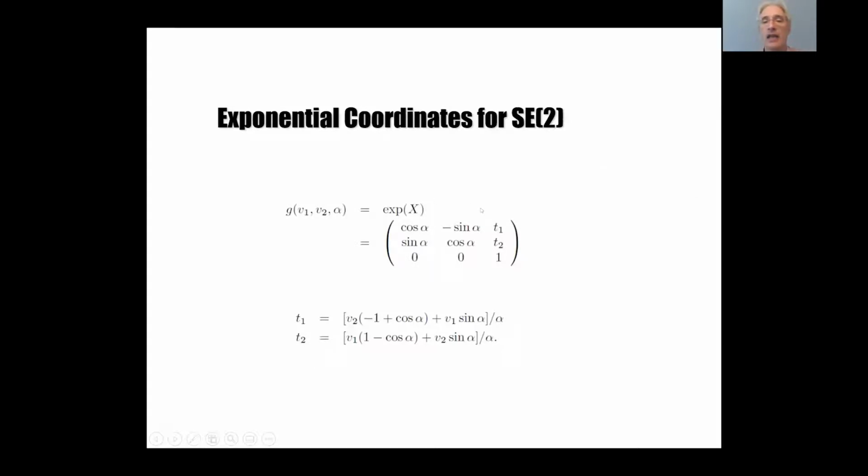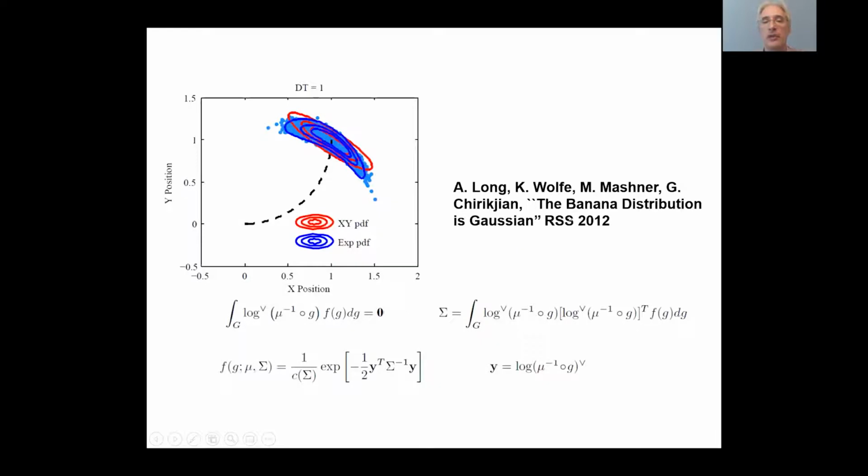Now, when we use the exponential coordinates for SE2, we can actually fit extremely well this distribution using this concept of Gaussian on the Lie group that I mentioned. So we published a paper in a robotics conference, and the title was "The Banana Distribution is Gaussian." And everyone said, no, the banana distribution cannot be Gaussian because it looks like a banana, whereas a Gaussian, the level curves look like ellipses. And the answer, of course, is, well, that's because you're using x, y, theta coordinates, but the banana distribution is Gaussian in exponential coordinates, okay?